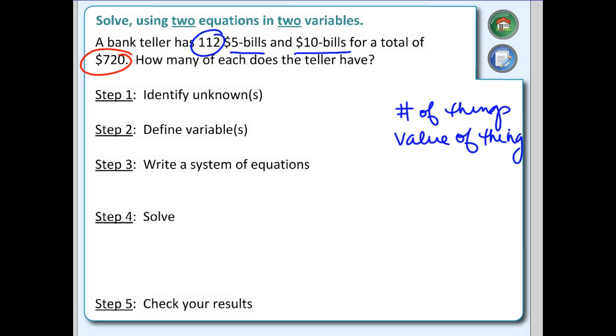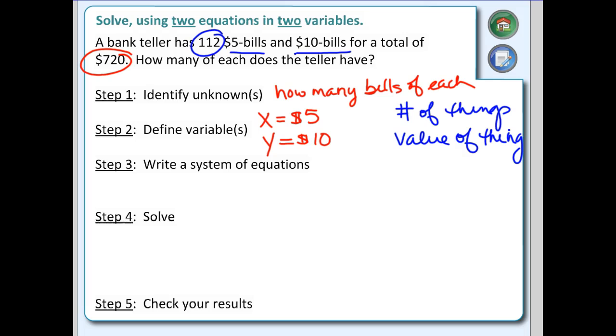Well, we've got to find how many bills, $5 or $10, of each. Okay, so we have to have both of them. So let's define our variables. All right, so I'm going to let X be $5 bills, and I'm going to let Y be $10 bills.